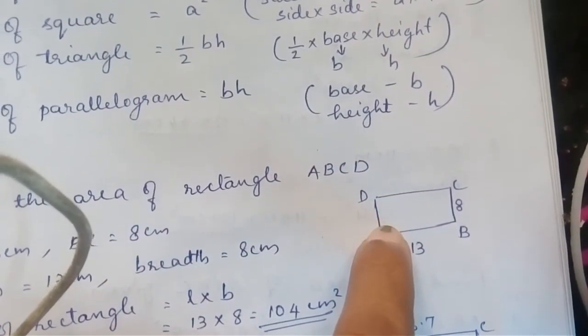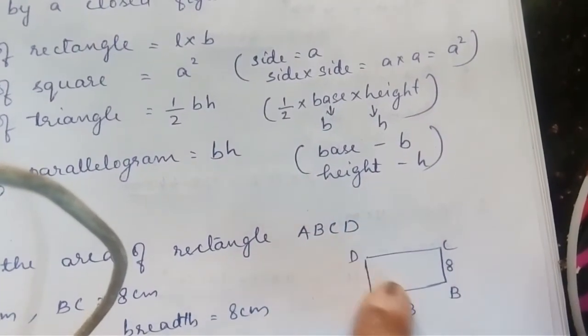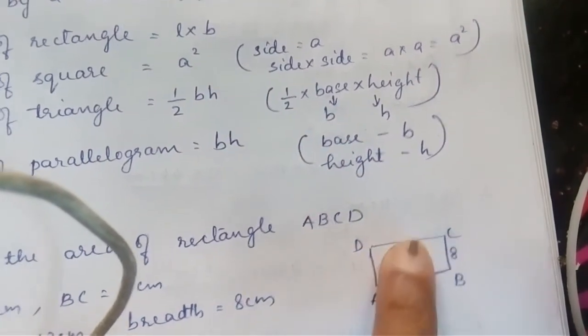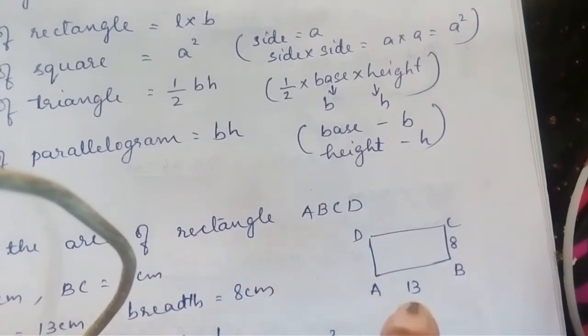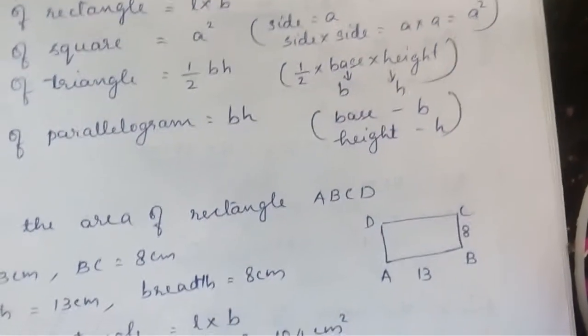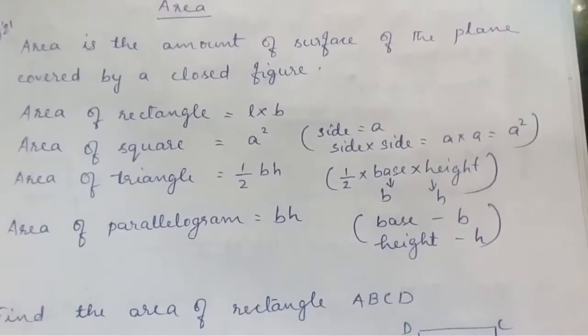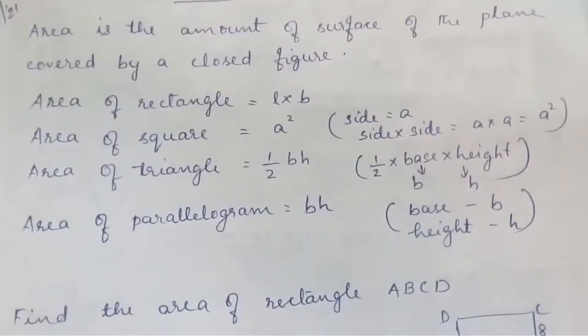Area of any closed figure: the region bounded by the curve or the straight lines. That is the area. So the whole portion inside, including this boundary, that is the area. Okay, area of any figure. Now we can directly study the formulas for calculating the area of rectangle, square, triangle and parallelogram.